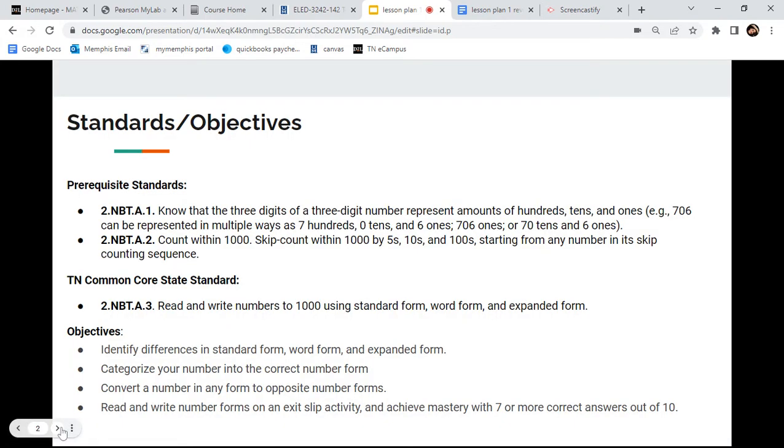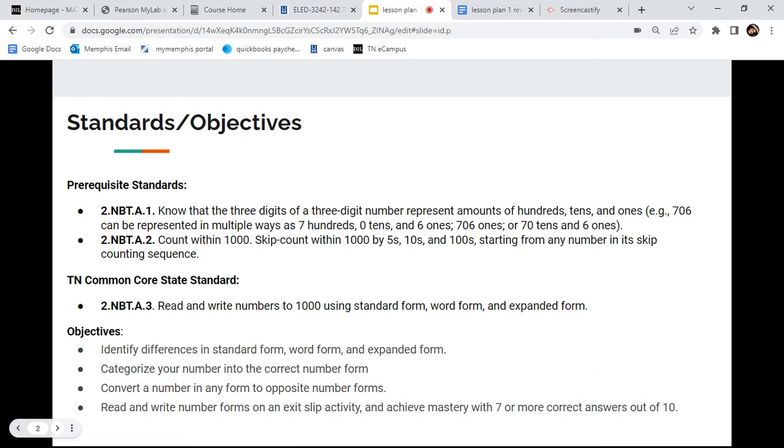So the standards and objectives for the prerequisite standards are to know that the 3 digits of a 3-digit number represent amounts of hundreds, tens, and ones, and also to skip count by fives, tens, and 100s within 1,000, starting at any number. And the lesson that I'm teaching today is to read and write numbers to 1,000 using standard, word, and expanded form.